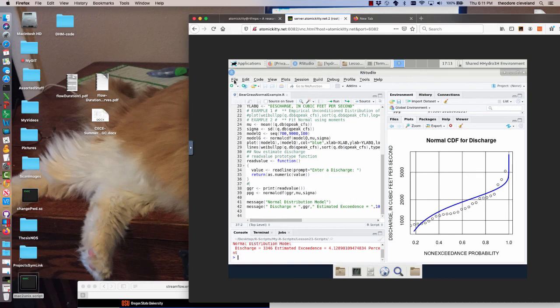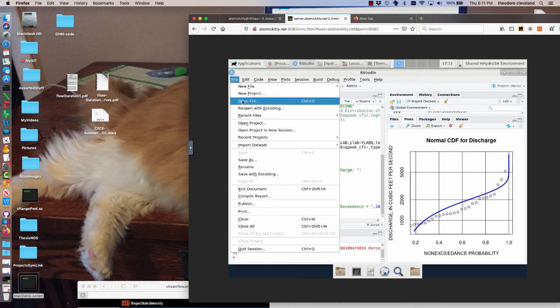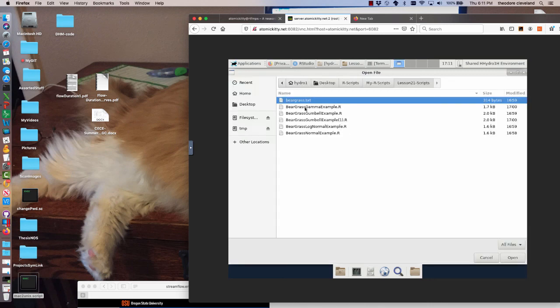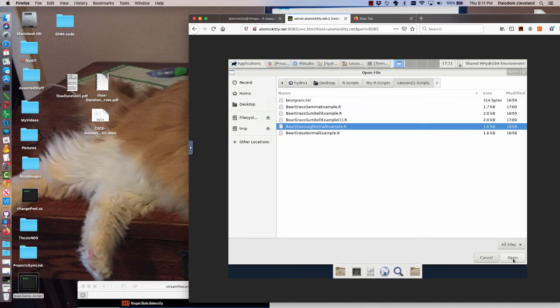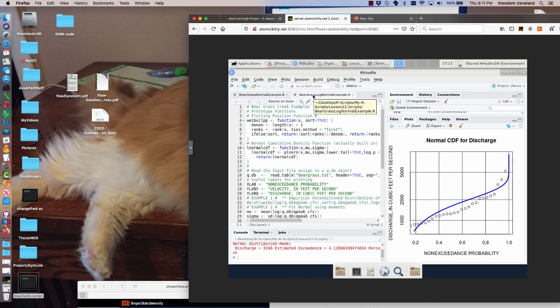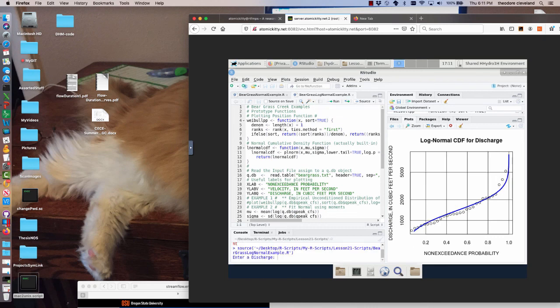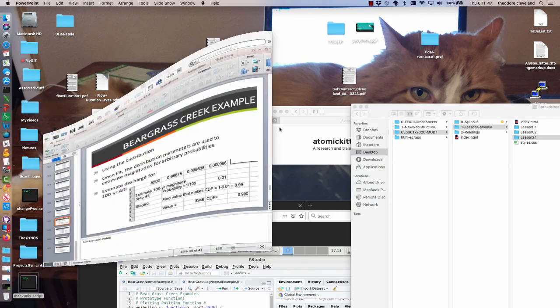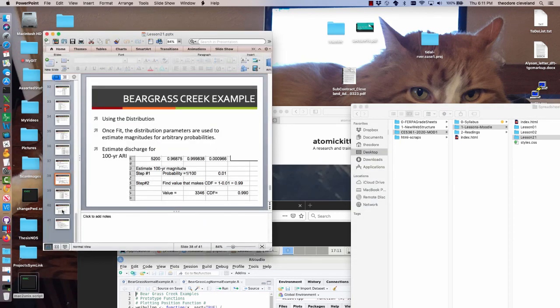Let's go ahead and look at a few others, since somebody has gone to the trouble to program them already. And the programs are all identical, except for the underlying distribution. We'll do log normal. Open that. So log normal, I think, is the best fit for these data. And we do have an example to compare to.